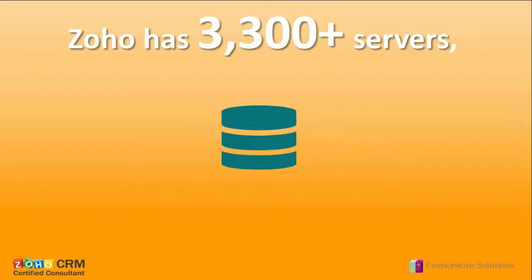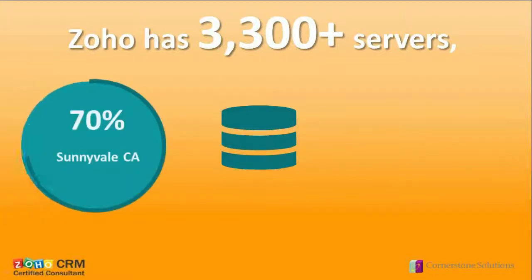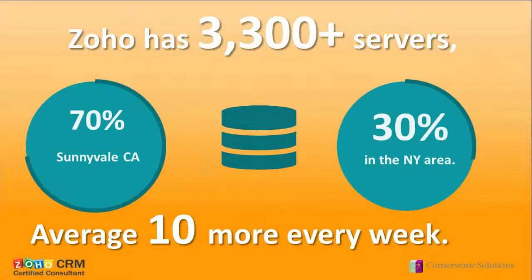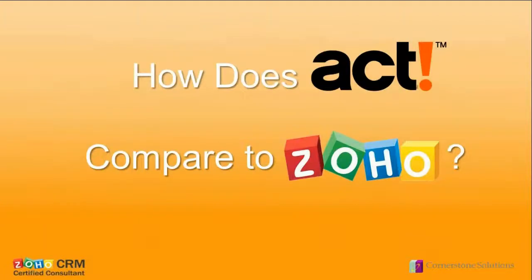They have a ton of servers, but all of their servers are based in the United States. 70% of them are in California and 30% are in New York, but they're adding 10 more a week. So it's a growing company, and they've got a lot of stuff in mind. They want to grow. But I want to talk to you about how ACT compares to Zoho, because I think that's probably the other thing. Well, what would you have to do, and what would it mean?